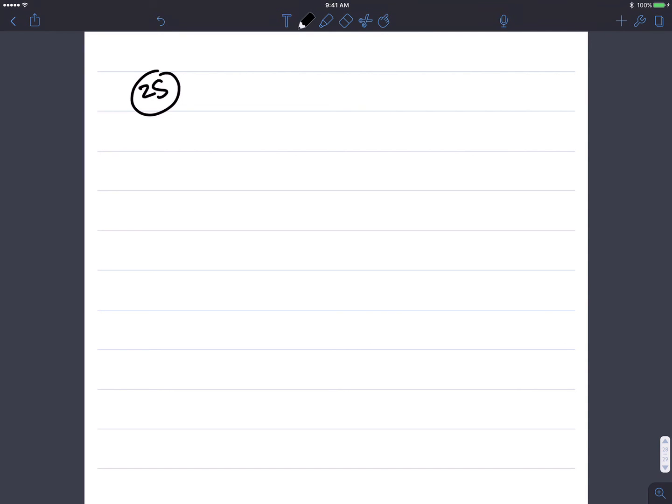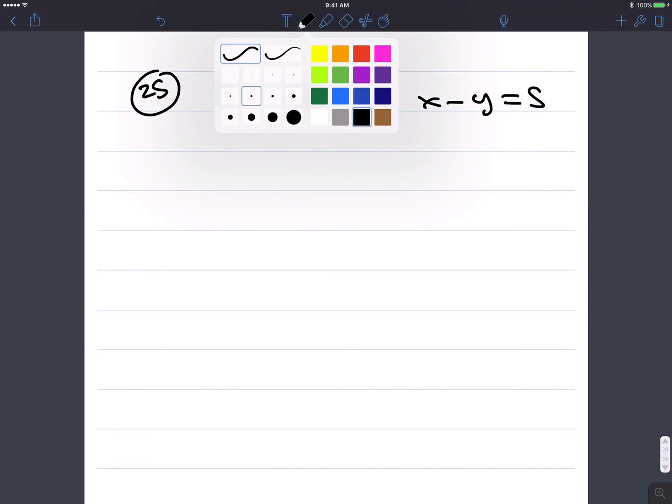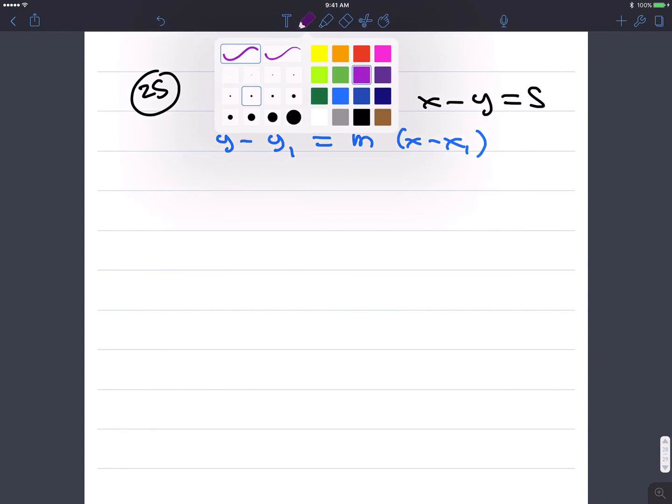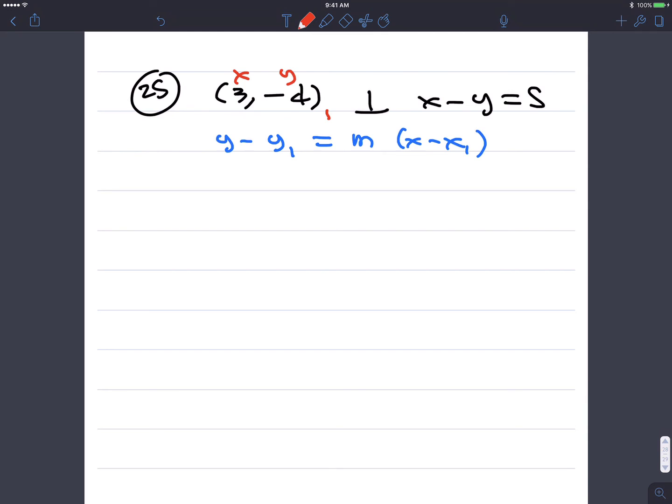25. Determine the equation of the line that passes through the point 3, negative 4, and is perpendicular to the equation x minus y is 5. Again, point slope form. Y minus y1 is m times x minus x1. First point. Notice y1 is negative 4, x1 is 3. We need the slope.